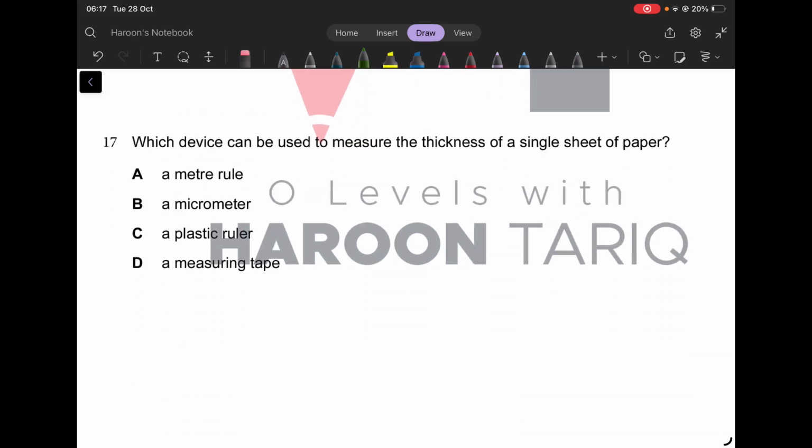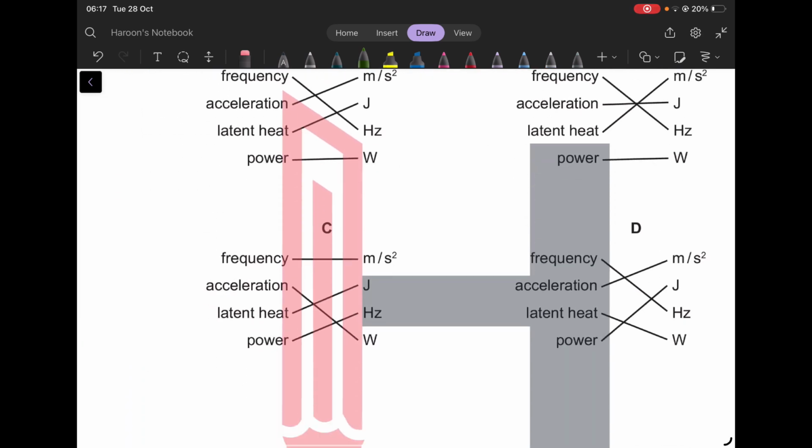Question number 17. Which device can be used to measure the thickness of a single sheet of paper? So we need a length measuring tool which measures the smallest possible length. Micrometer, screw gauge. The other tools are used to measure bigger lengths. So basically micrometer, less than 1 centimeter length, that would be the thickness of a sheet of paper. So micrometer would be the appropriate tool.